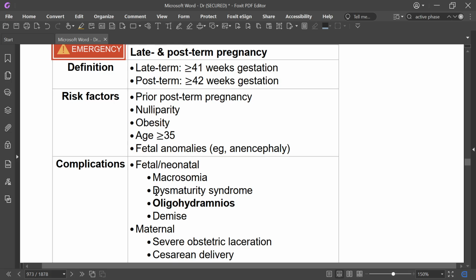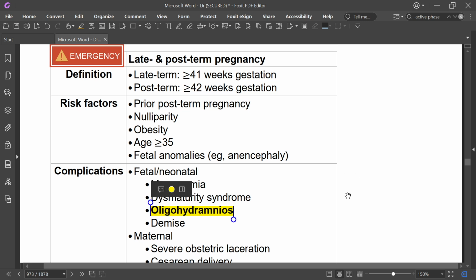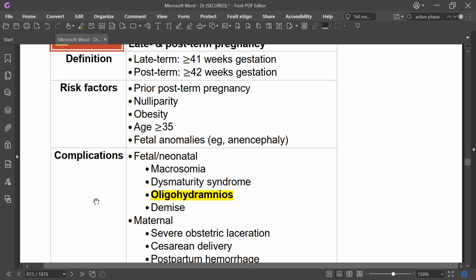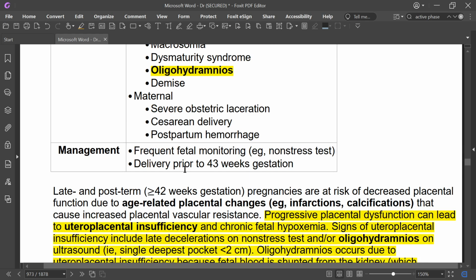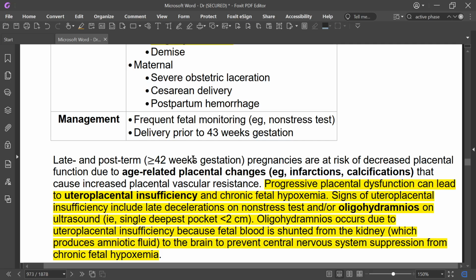Late-term and post-term pregnancy can cause oligohydramnios. Why oligohydramnios? Because the baby is getting bigger and bigger day by day, the amount of fluid is reduced because there is no space. Maternal complications include severe obstetric laceration, cesarean, and PPH. Management is frequent fetal monitoring and non-stress tests, with delivery prior to 43 weeks of gestation.